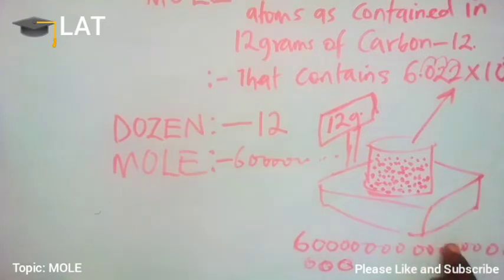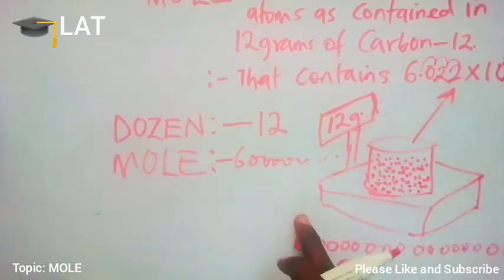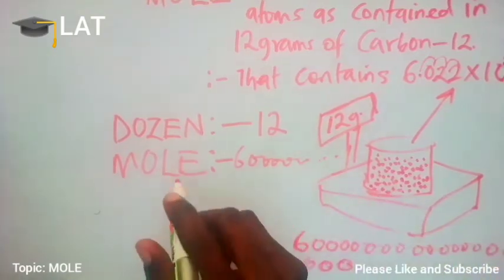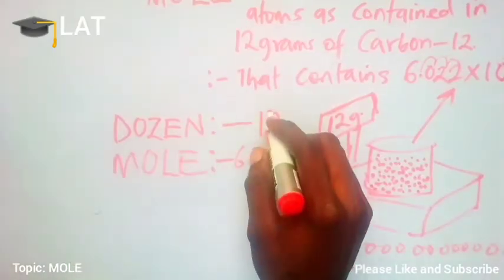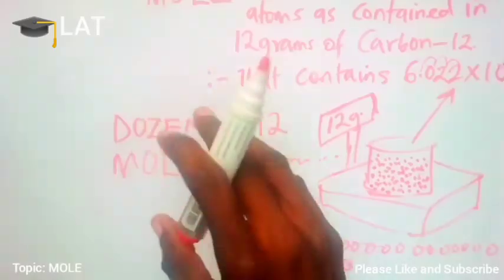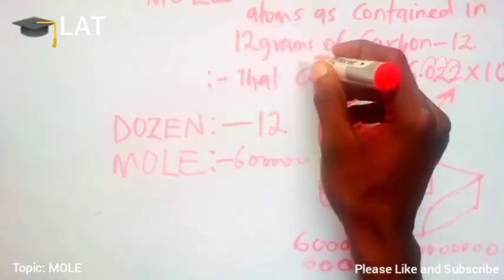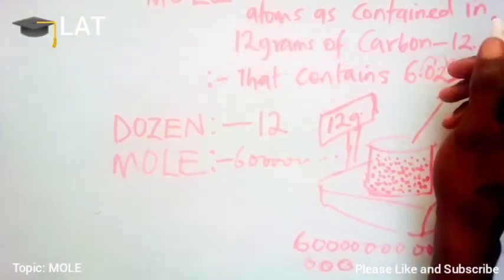Count this figure and give the person. That would be 1 mole. If you want 2 moles, count 2 of this and give the person. Just as you want 1 dozen of anything, you count 12. You want 2 dozen, you count 24. Like that.